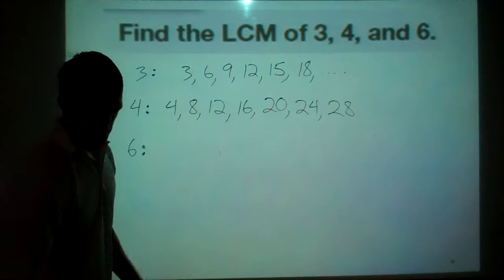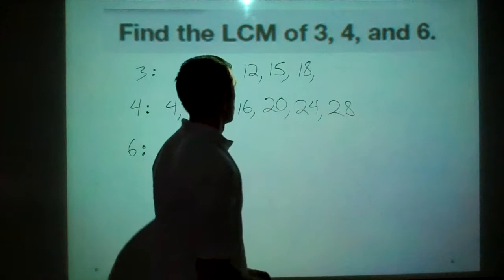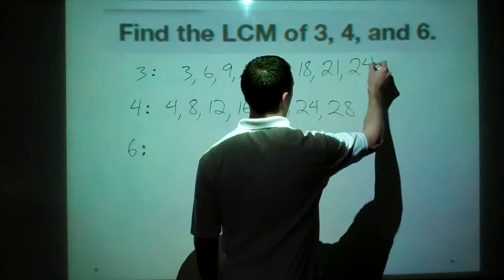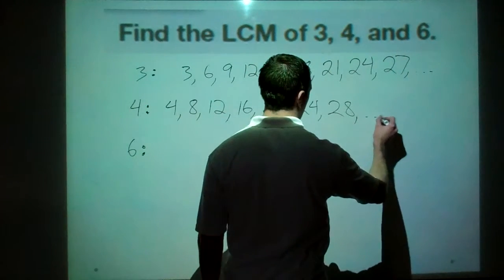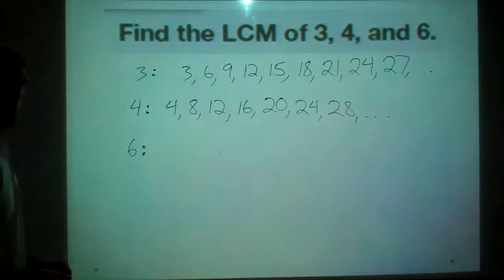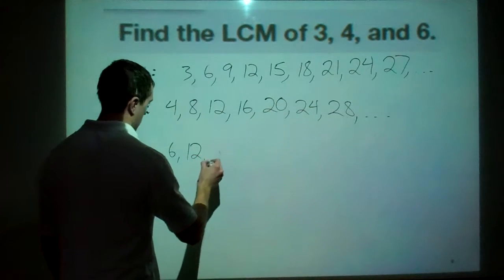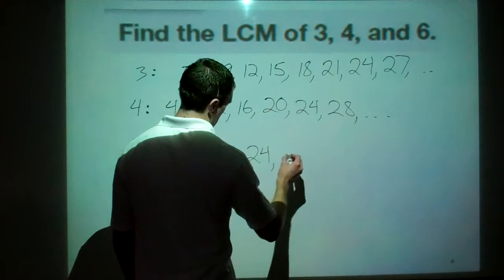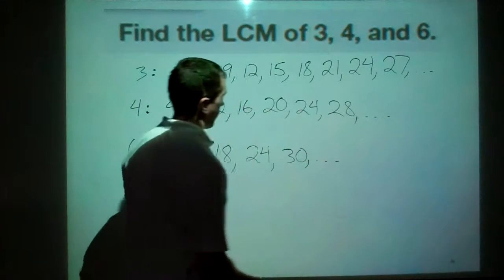Well, let's make our top list a little longer here. Go by 3s. 21, 24, 27. Hopefully we have enough now. 6, we're going to go up by 6s. So 6, 12, 18, 24, 30. I think we already have a match here.